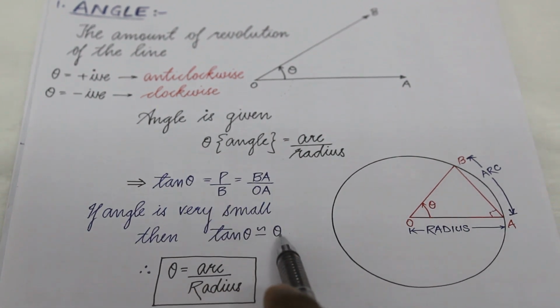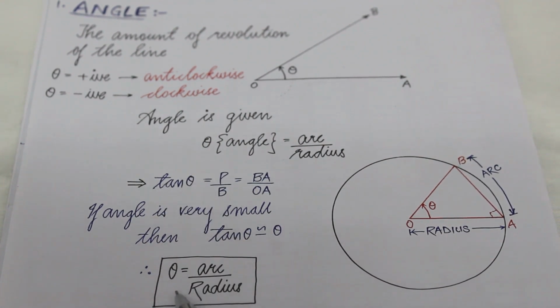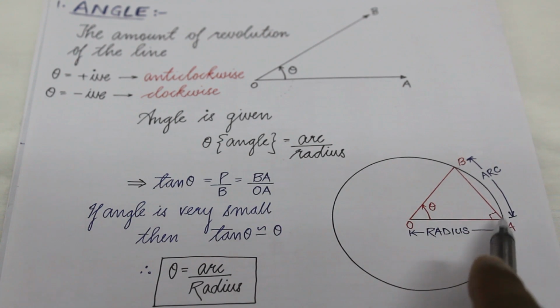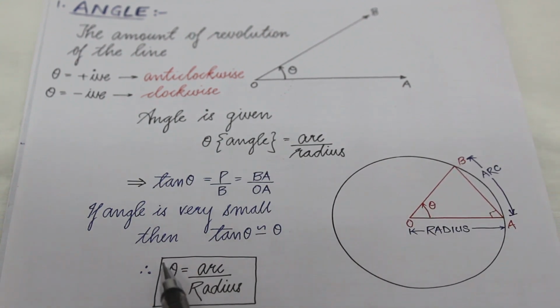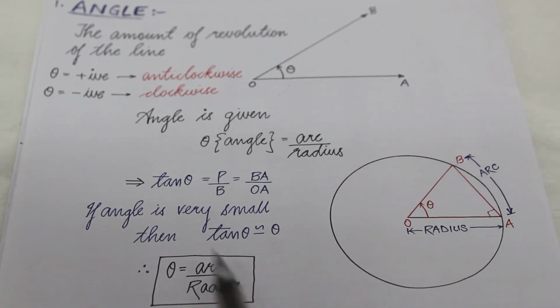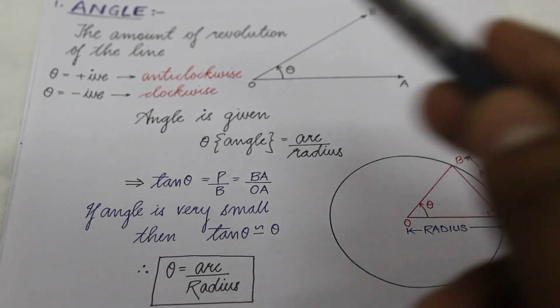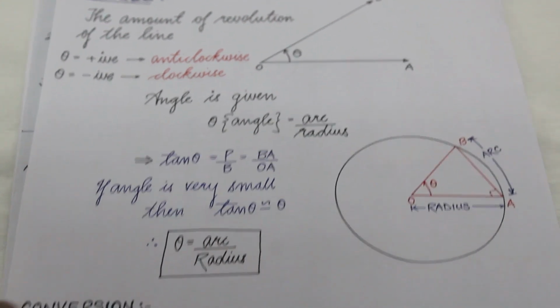So if I put this over here, instead of tan theta I will write theta. Here BA is the arc, whereas OA is the radius. So therefore theta is equal to arc upon radius, or you can say angle is equal to arc upon radius. So these are the basics of an angle which you must remember.